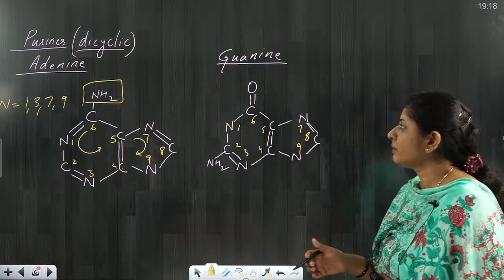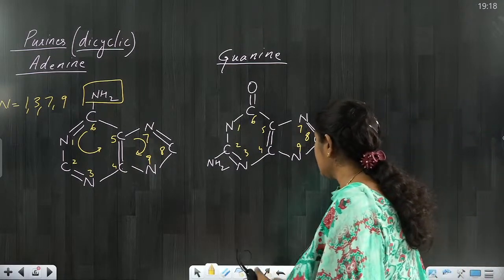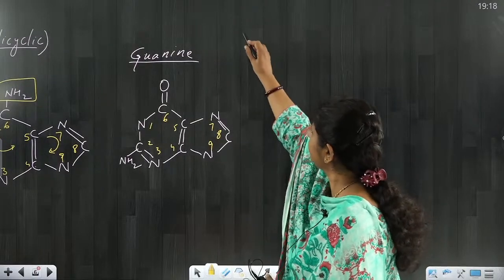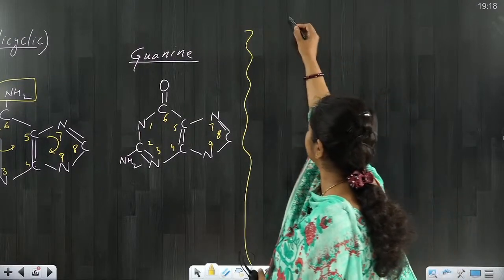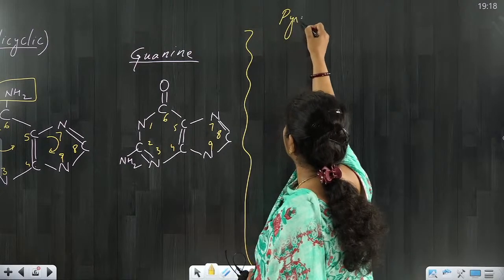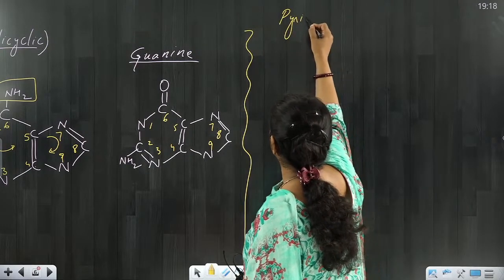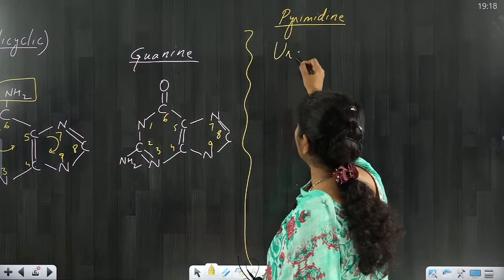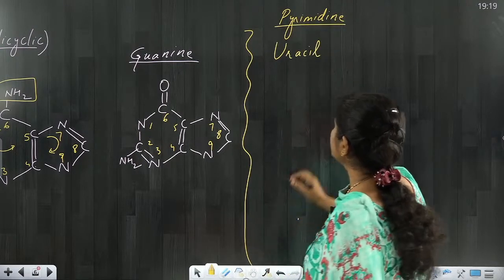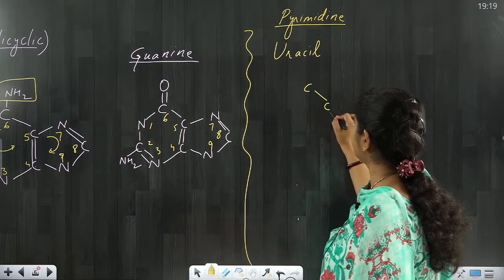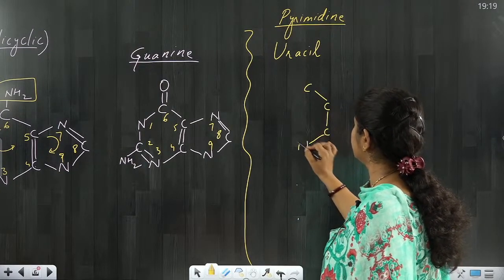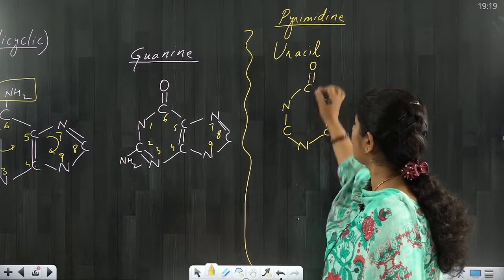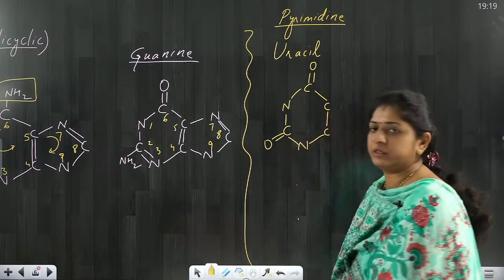Now after this, coming to the pyrimidines. For the pyrimidines, I told you it is monocyclic. The first one I am taking is uracil. Now what is there in uracil? Only 1 ring will be there, which is heterocyclic and has an oxy group at the 2 position.